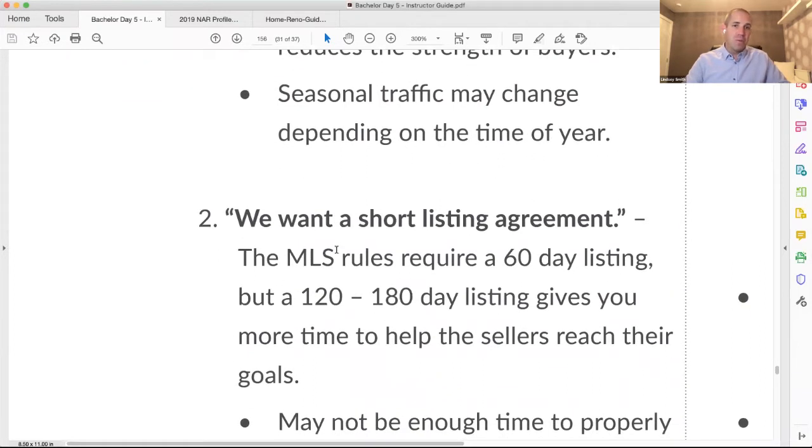Objection number two, we want a short listing agreement. Maybe they say, we'll just list with you for 30 days. Let's see how you do, and then we'll go from there. Well, typically the MLS rules, at least in the Alberta marketplace in Canada, they require a 60-day listing agreement. But a 120 or 6-month agreement at 180 days gives you more time to help the sellers reach their goals. So it's important to remember that.